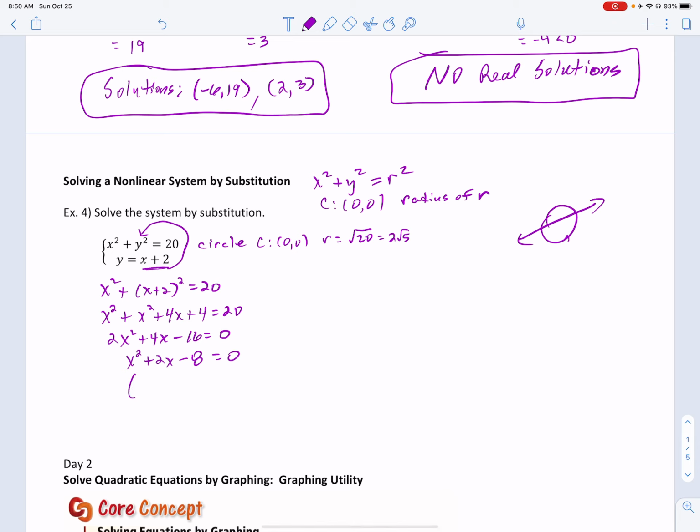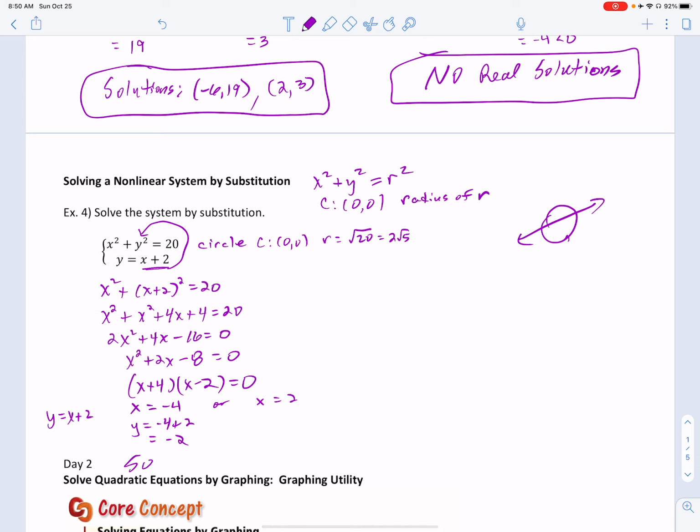And then if I factor this, x plus 4, x minus 2, that means I'm looking at two solutions. So I have x when x is -4 or when x is 2. And I'm going to plug those into y equals x plus 2. So when x is -4, I get -4 plus 2, or y is -2.